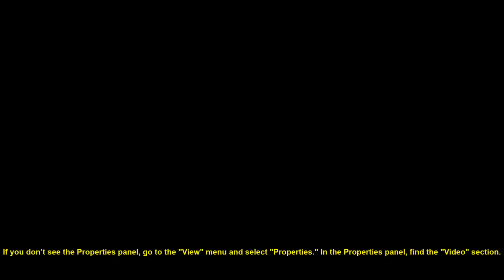Once your video is loaded, look for the Properties panel on the left side. If you don't see the Properties panel, go to the View menu and select Properties. In the Properties panel, find the Video section. Here, you will see the current frame rate of your video.